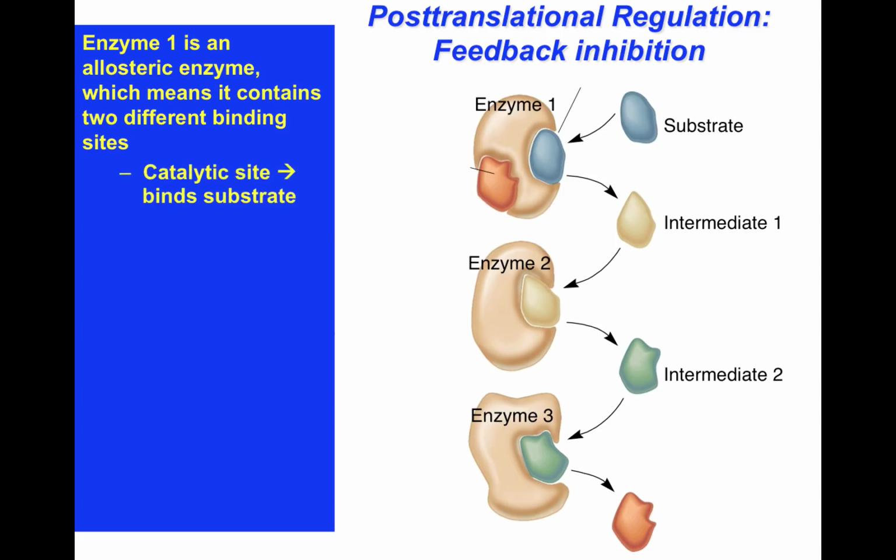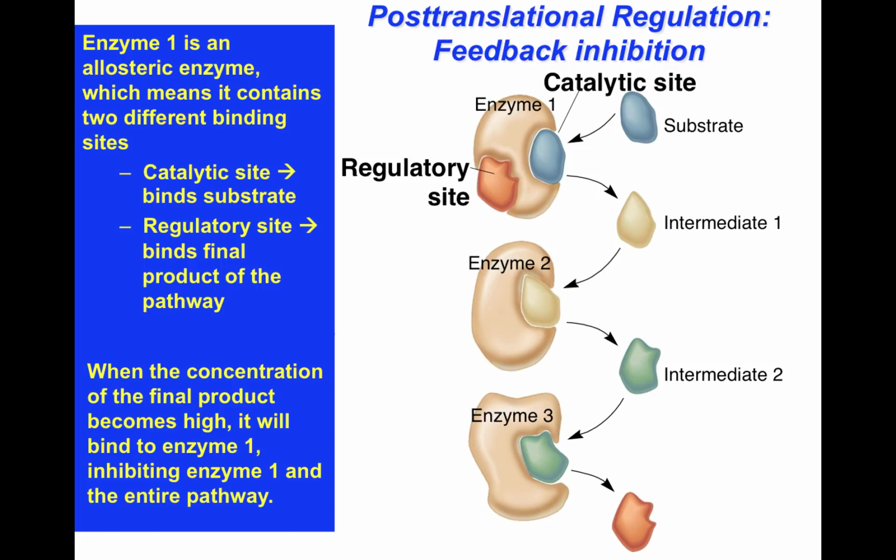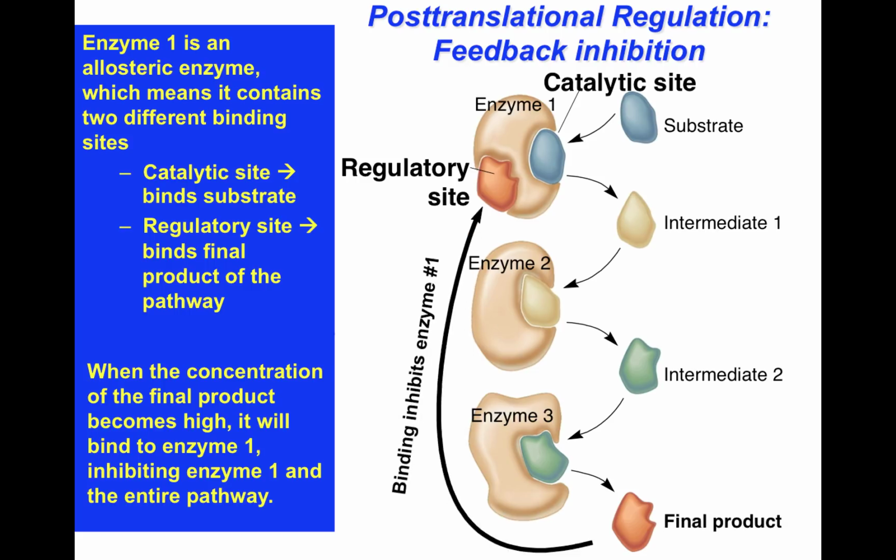It has a catalytic site right there, which binds the substrate and then converts it into product. And it also has a regulatory site at a second spot in the enzyme. That second spot binds the final product of the pathway. When the concentration of the final product becomes high, it will bind to enzyme number one. There's our final product, and it binds there. When it binds, the enzyme undergoes a conformational change, affecting the active site of the enzyme, moving those amino acids in that pocket in a different orientation so that it can no longer catalyze the reaction. So this process is called feedback inhibition.